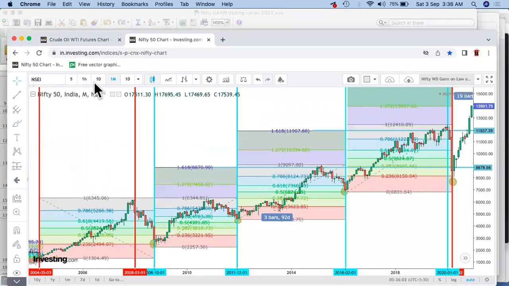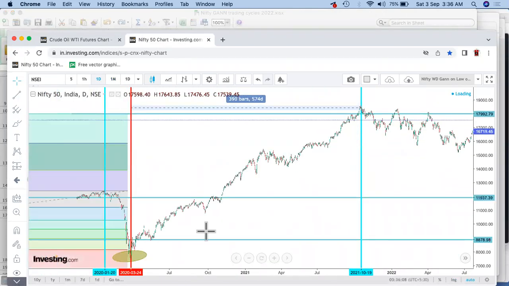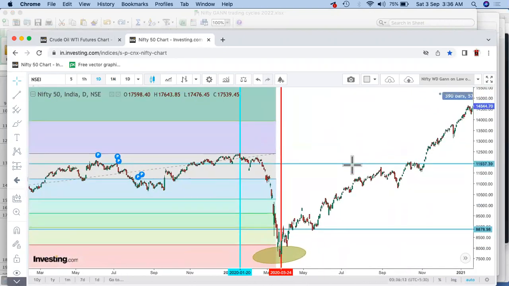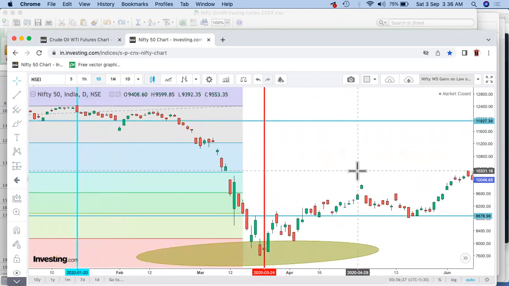So we'll move this chart from the monthly to the daily, right? So move that, right? Now, next thing is let's start from a low, right? For example, this is our low of 2020. So this is the end of the bull cycle, bear cycle, beg your pardon, and this is the start of the bull cycle, right? So we again had this.